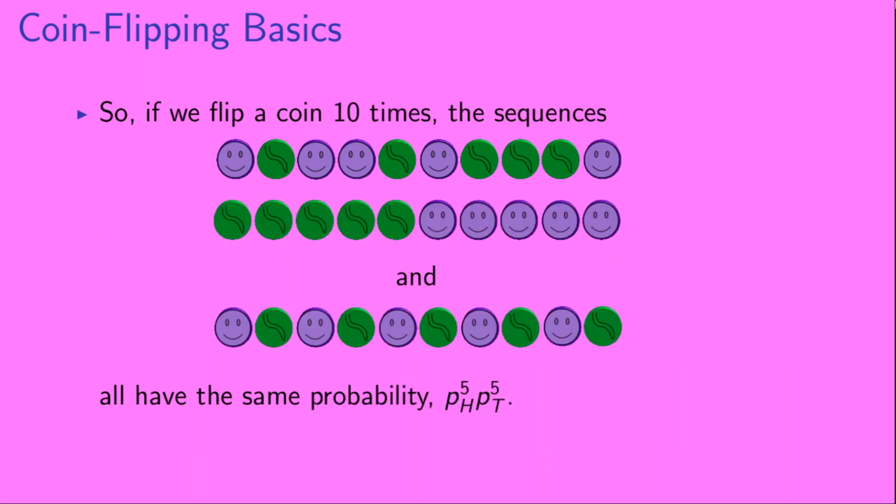So if we flip a coin 10 times, the 3 sequences shown here all have the same probability, pH to the 5th, pt to the 5th, because all 3 sequences include 5 flips that came up heads and 5 flips that came up tails.